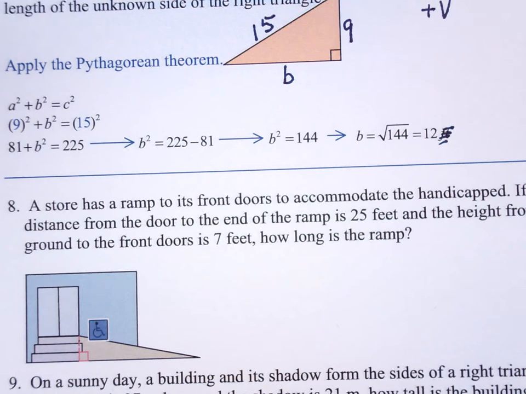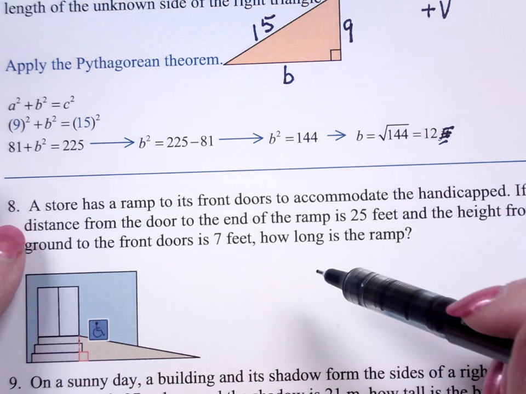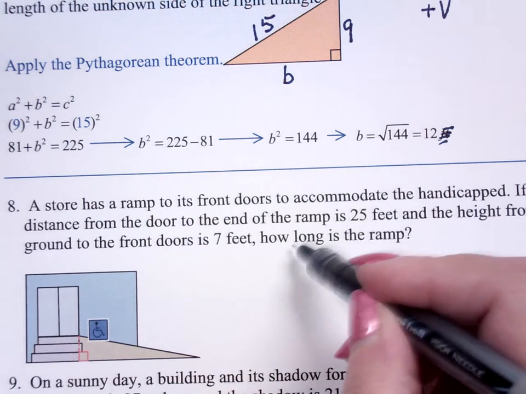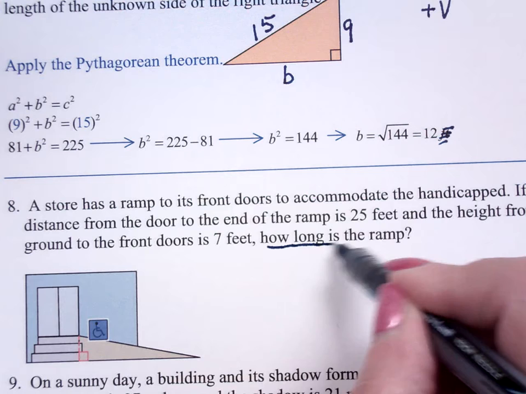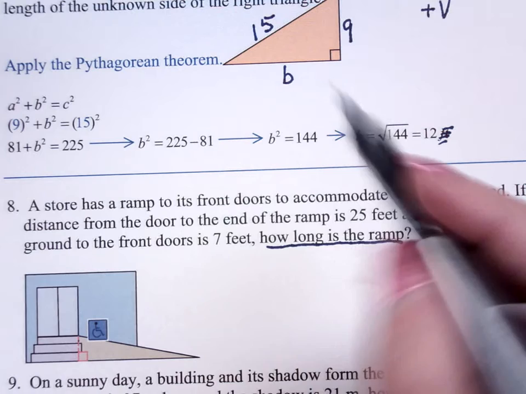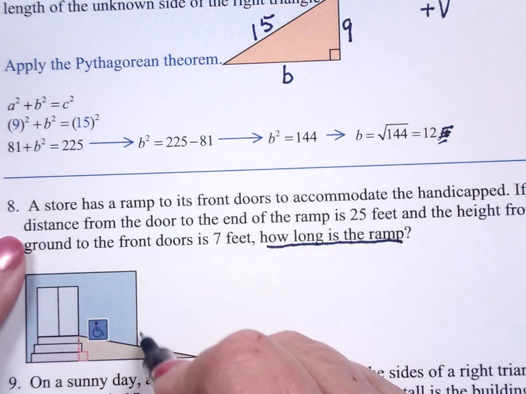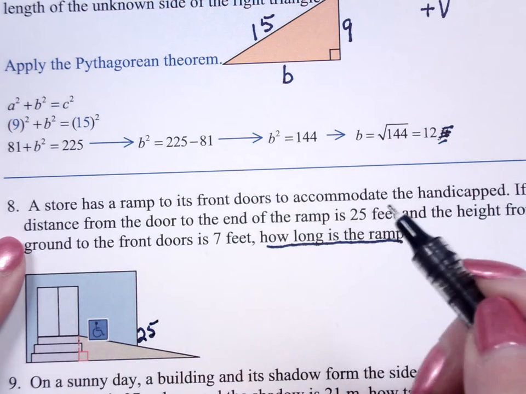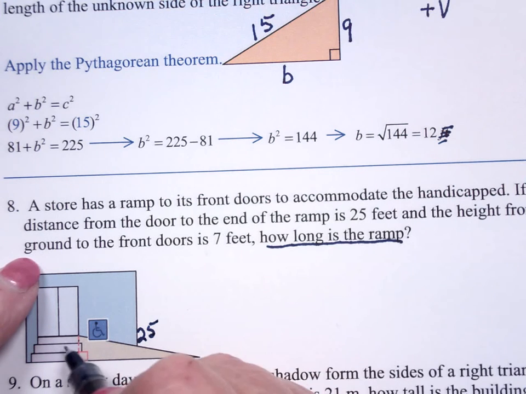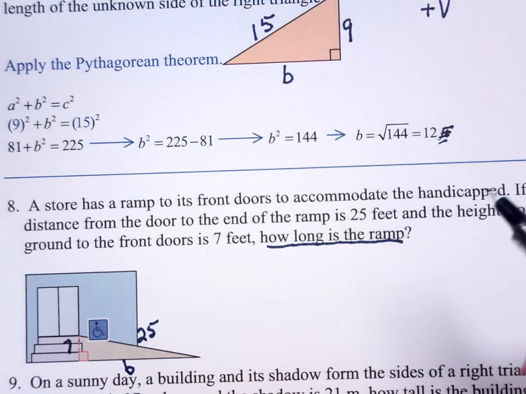So the distance, how long is the ramp is, the distance from the door to the end of the ramp is 25 feet, and the height from the ground to the front door is 7. And that's what we're looking for. How long is the ramp?